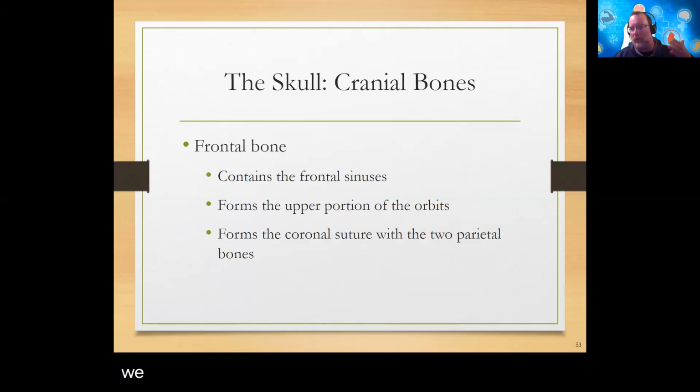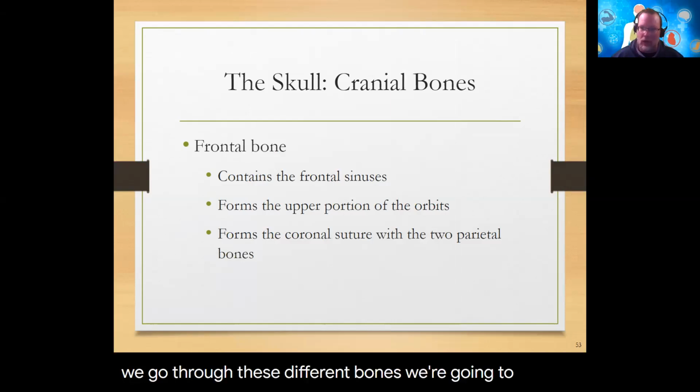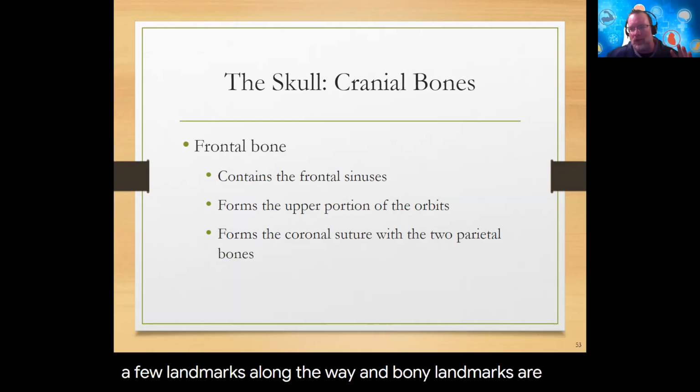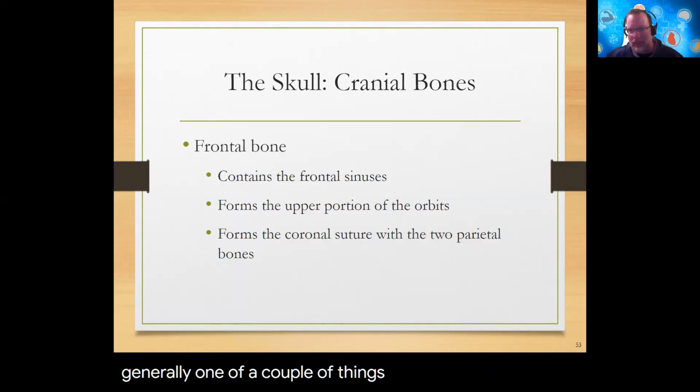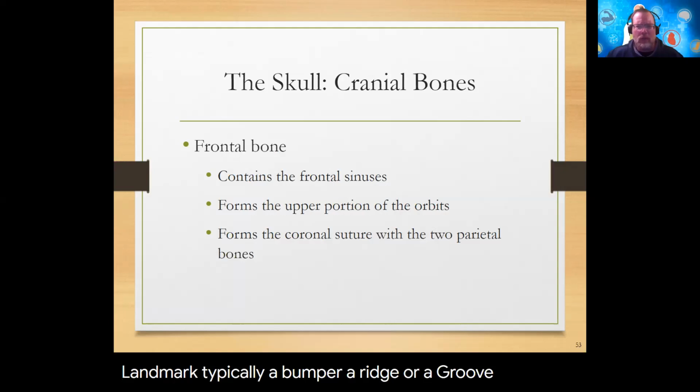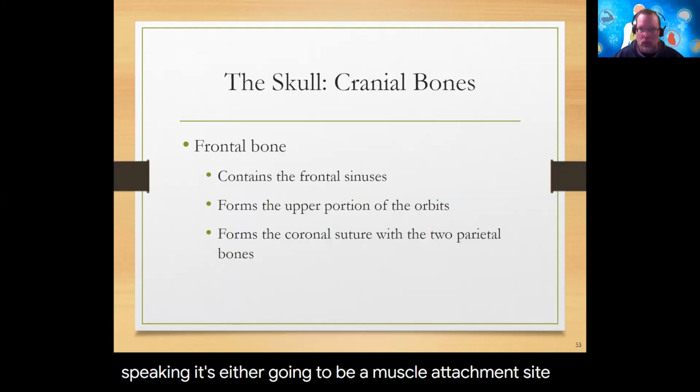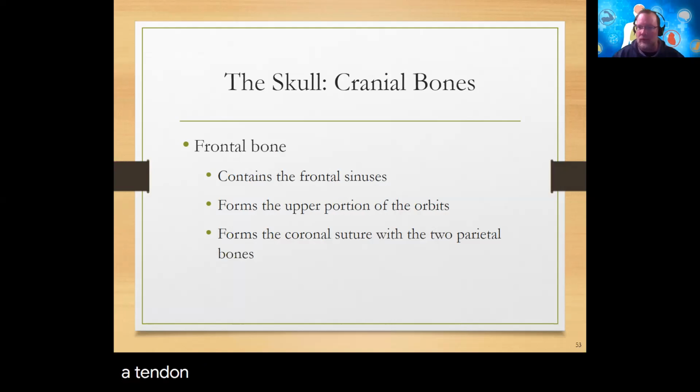As we go through these different bones, we're going to see a few landmarks along the way. And bony landmarks are generally one of a couple of things. When we see a bony landmark, typically a bump or a ridge or a groove, generally speaking, it's either going to be a muscle attachment site. So a tendon from a muscle would plug in typically to some sort of a bump. And these bumps have different names.